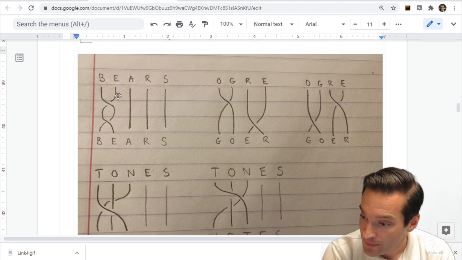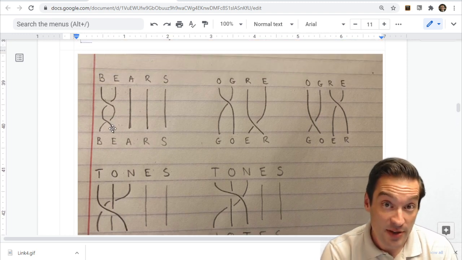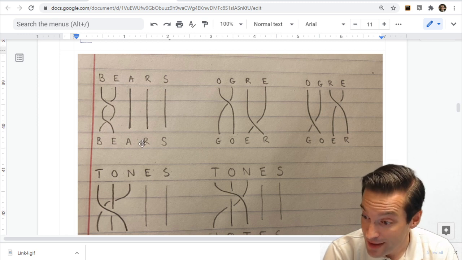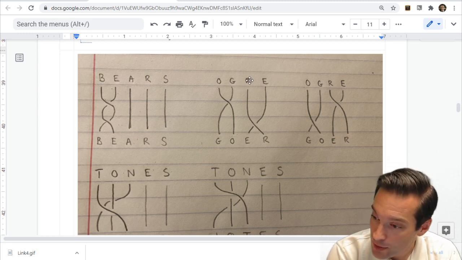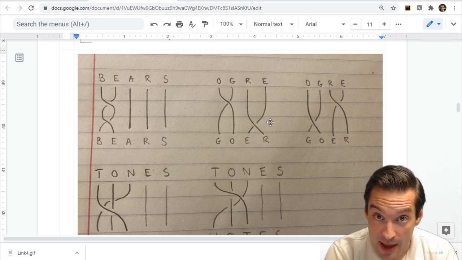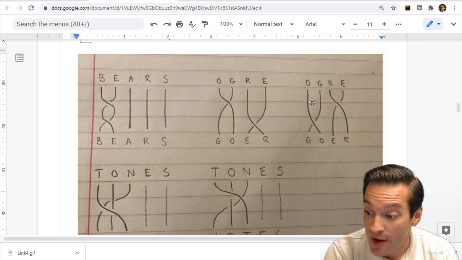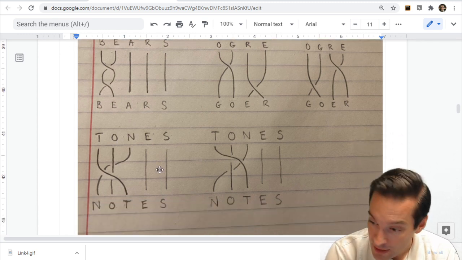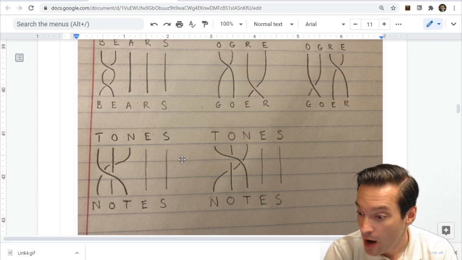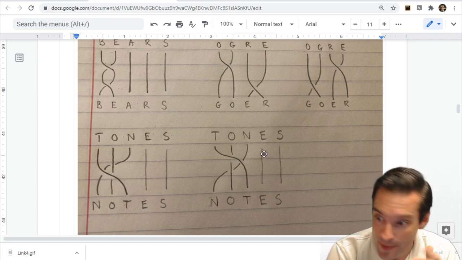So for example, is this braid that turns bears into bears, at the level of permutations, this was supposed to be a trivial permutation. My question is, is it a trivial braid? Similarly over here, the ogre to goer, I have two different braids representing that, two different positive braids representing that action. Are they the same positive braid as one another? And thirdly, we have these two different ways of representing the tones to notes anagram as a positive braid. Are these two positive braids the same as one another?